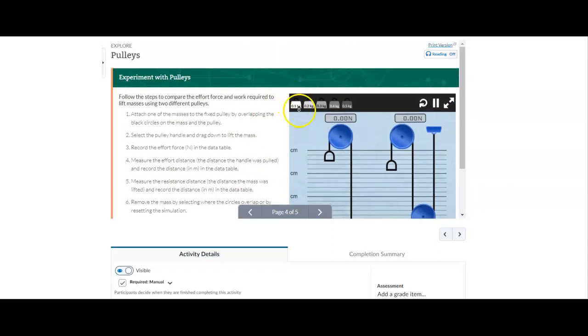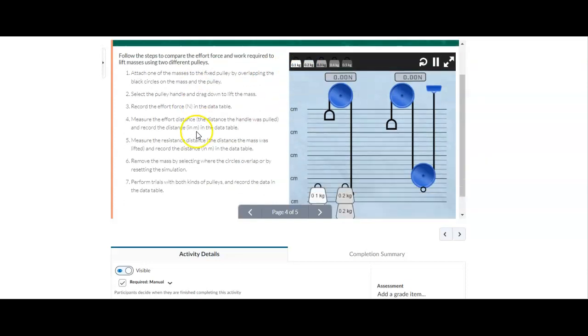Okay, so here are your masses. So you can switch in between. You kind of have to pull them down and attach. So it tells you exactly what to do. You can reset it here, but it says attach one of the masses to the fixed pulley by overlapping the black circles. So you pull this and you attach it on. So now it's connected. You can see it's connected. Select the handle that you're going to pull and drag down to lift the mass.